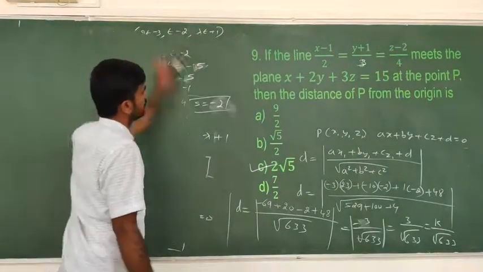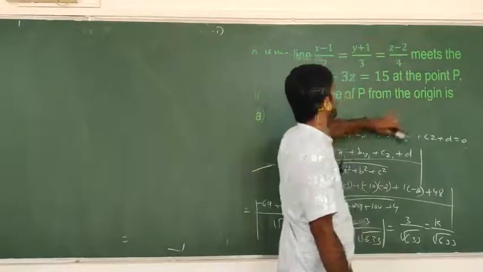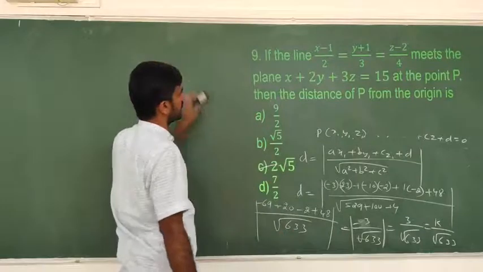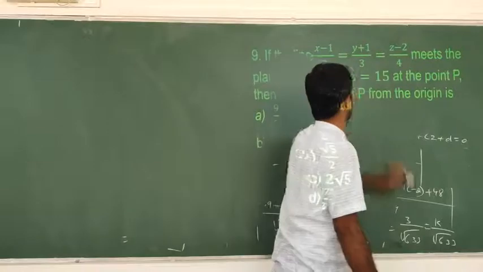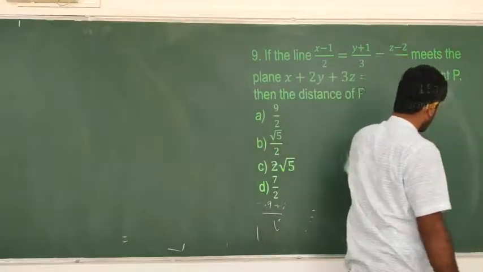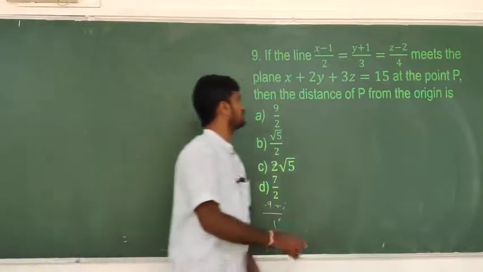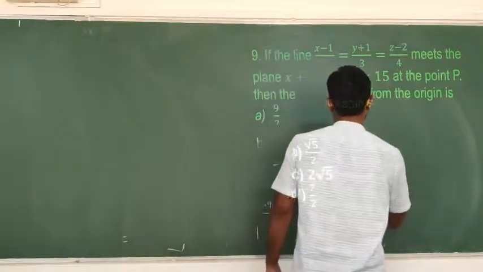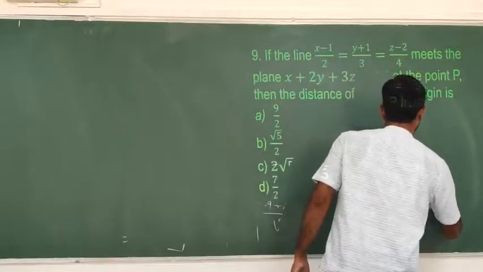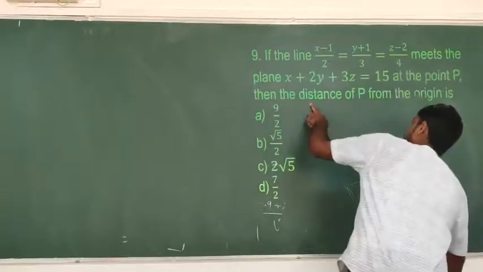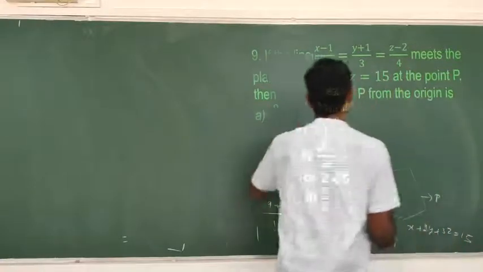If the line x minus 1 by 2, y plus 1 by 3, z minus 2 by 4 meets the plane x plus 2y plus 3z is equal to 15 at the point P, then the distance of P from the origin is how much? So that means we have to find the coordinates of P. This is the plane. Equation of this plane is x plus 2y plus 3z is equal to 15.